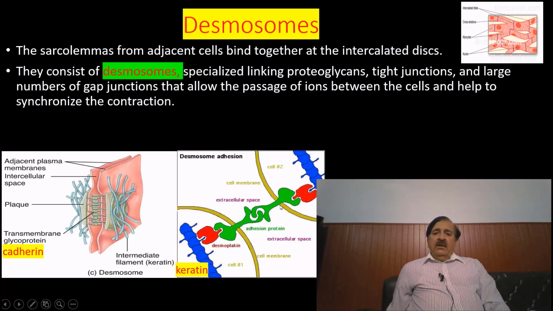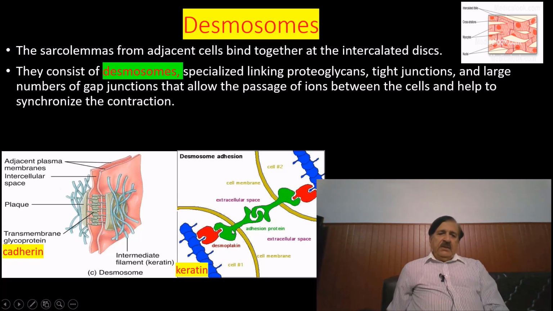At the level of the intercalated disc, these proteins are present. This is cell 1 and this is cell 2. So these two cells are joined together by the desmosome. They are protein in color.